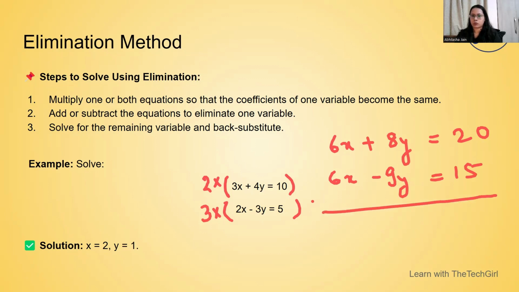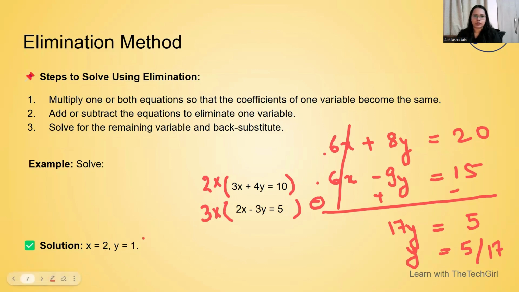Now, if we subtract equation 1 and 2, so this sign becomes minus, this becomes minus minus plus, and this becomes minus. So plus and minus, this gets cancelled, and 8y plus 9y, you get 17y, and 20 minus 15, you get 5. So your solution becomes y is equal to 5 over 17. Ignore this. This is mistake. Sorry about that. Okay. And then you put this value of y in one of the equation. So you can just do 3x plus 4 times 5 over 17 equal to 10. And you solve this to get the value of x.